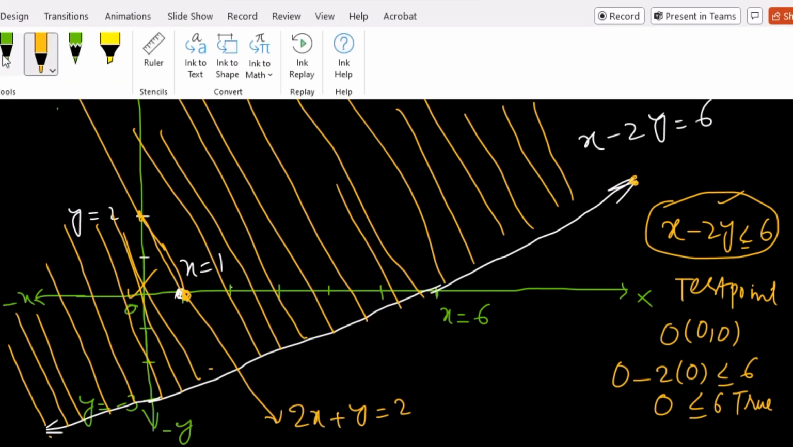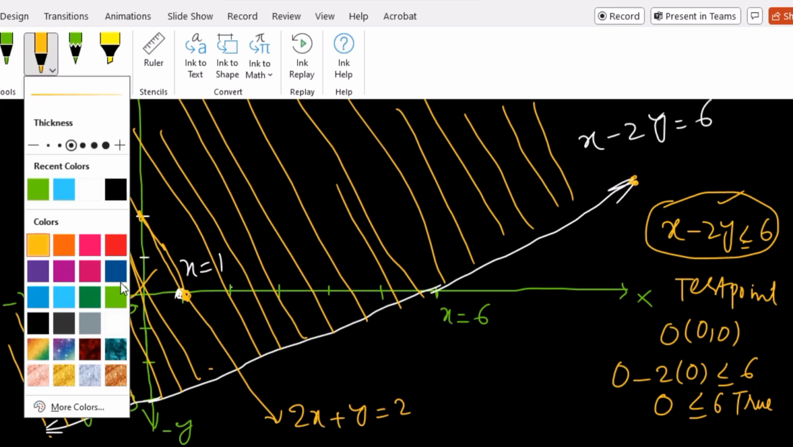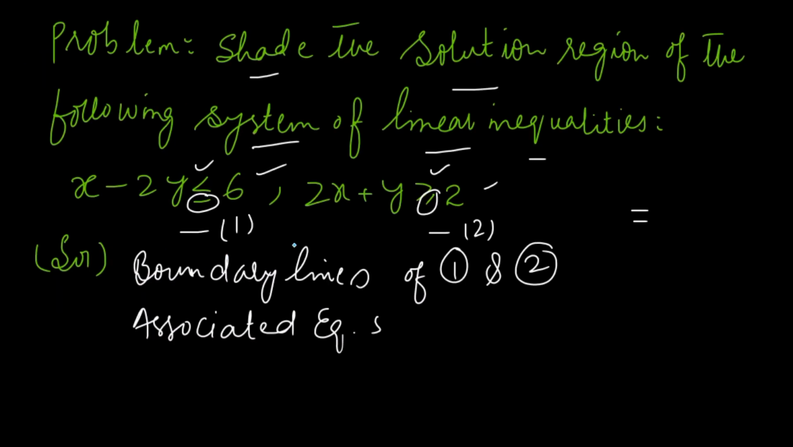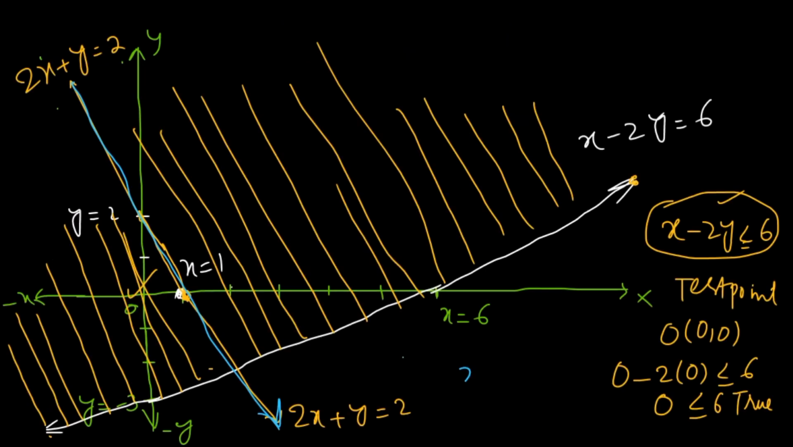I change the color here. Suppose this is our second line, 2x plus y is equal to 2. What is our second inequality? Our second inequality is 2x plus y greater than or equal to 2.